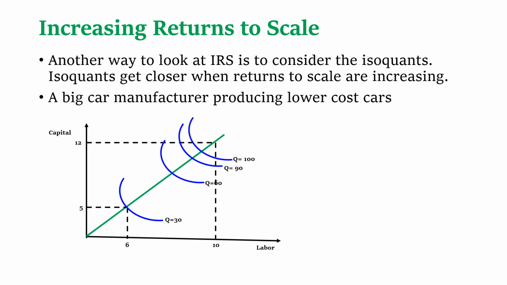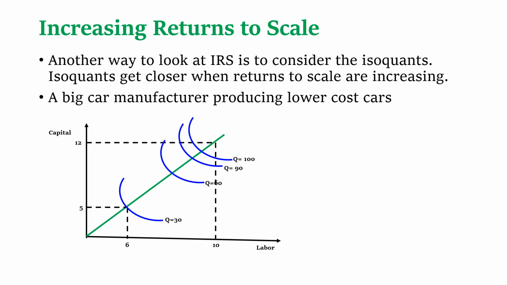So when we have increasing returns to scale, what we observe here is a situation where the isoquants are becoming very close to each other. You see the first isoquant is far apart from this one, but as production increases, you observe that all the isoquants are very close to each other, right? So the isoquant gets closer when returns to scale are increasing.